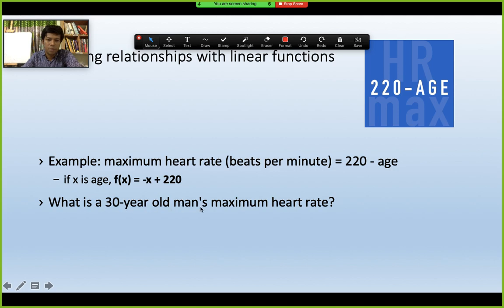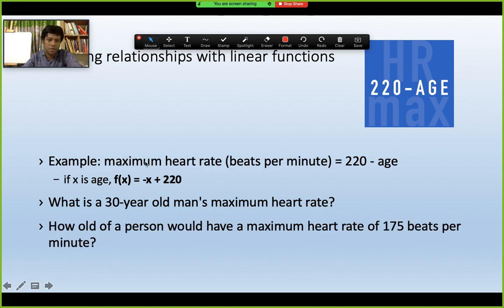Say, what is a 30-year-old man's maximum heart rate? The maximum heart rate is 220 minus age. So you put the age here, and then you will get the answer for the maximum heart rate. This model comes from someone who said that the maximum heart rate function is given by 220 minus age. Suppose someone is 20 years old, then what is his or her maximum heart rate? You put 20 here, that means 200 beats per minute. That's why it is per minute, 200 beats per minute. Per second is not possible, they would die.